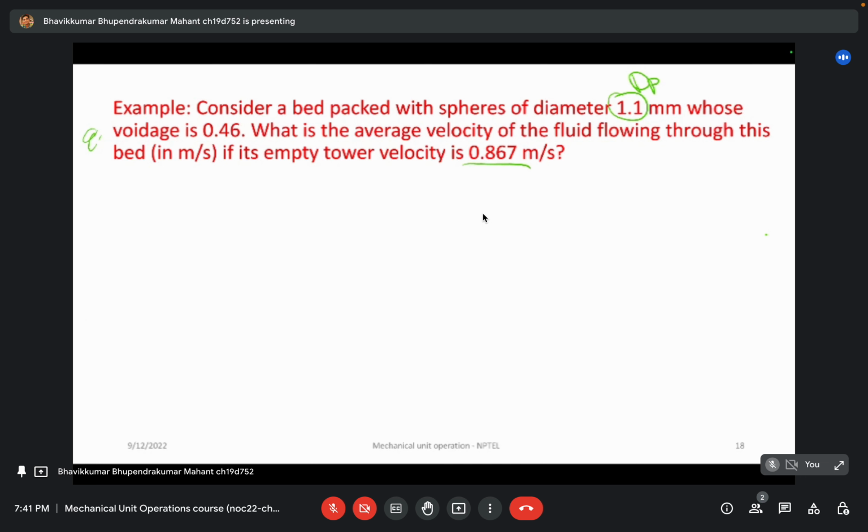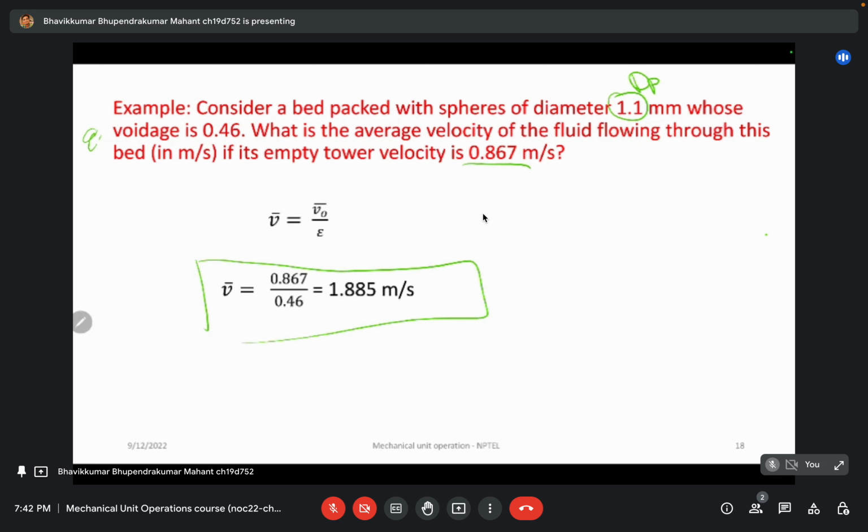Okay, so it's easy, and you also have the value of epsilon, it's already there. So how will you get the average velocity? It is the superficial velocity or the empty tower velocity divided by the epsilon or voidage. So your superficial velocity is 0.867 divided by 0.46, then you will get the average velocity of the fluid flowing through the bed. So V bar is equal to 0.867 divided by 0.46. That is nothing but 1.885 meter per second.